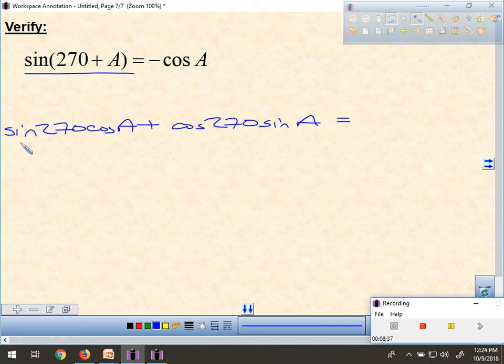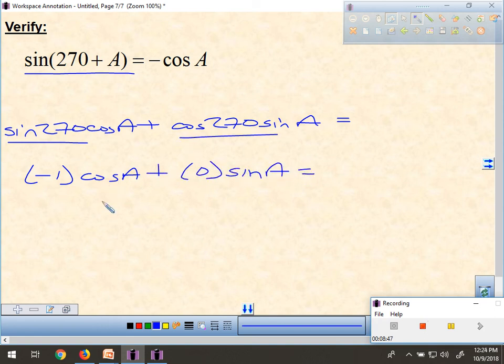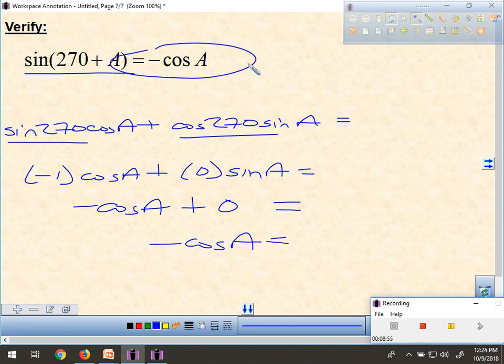Again, sine of 270 is on the line, and sine of 270 is negative 1. Cosine of 270 is on the line, cosine of 270 is 0. And again, just multiply, negative 1 times cosine of A will be negative cosine of A, 0 times sine of A will be 0, and then negative cosine of A plus 0 would be negative cosine of A, which is what I wanted to begin with.